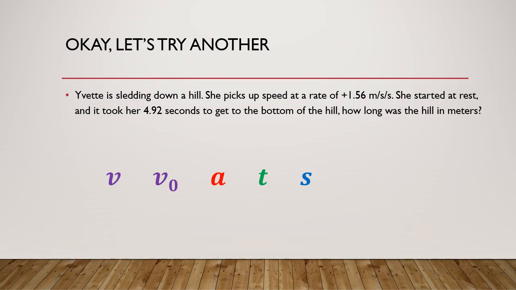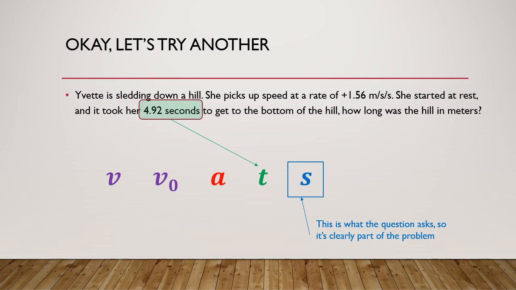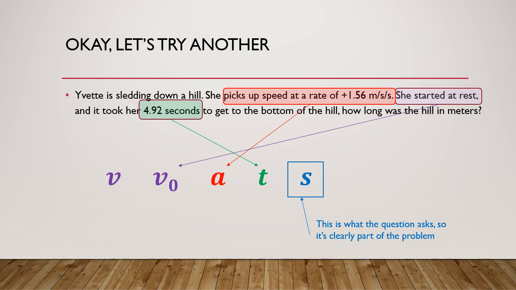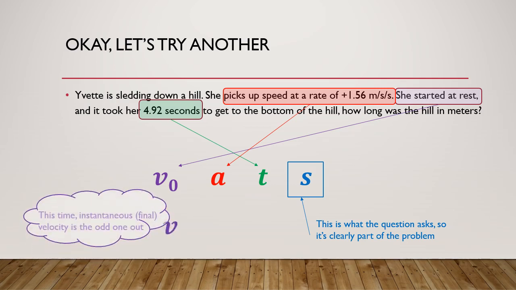So again, here are 5 possible variables. The question is asking us for how long the hill was in meters, so it's asking us for a displacement. We also know the time interval is 4.92 seconds. We also know that she started at rest, which means that her initial velocity is 0, and her acceleration is 1.56 meters per second, right?